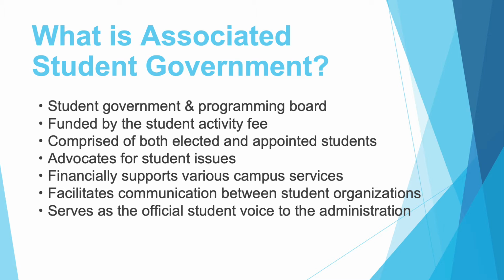ASG is funded by the student activity fee that all students pay in addition to their tuition, and it goes towards funding different events and student-centered activities. So you'll see a student activity fee in your cost of attendance, so that's what I'm talking about. Members of ASG are also either elected or appointed into their positions. For example, senators are elected and associate justices in my branch are appointed.